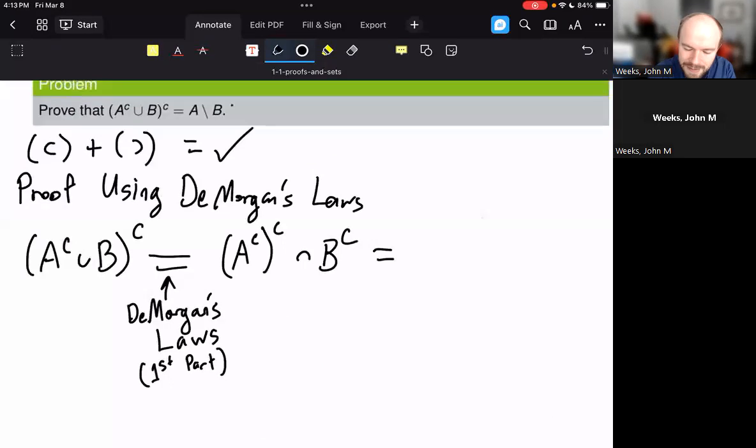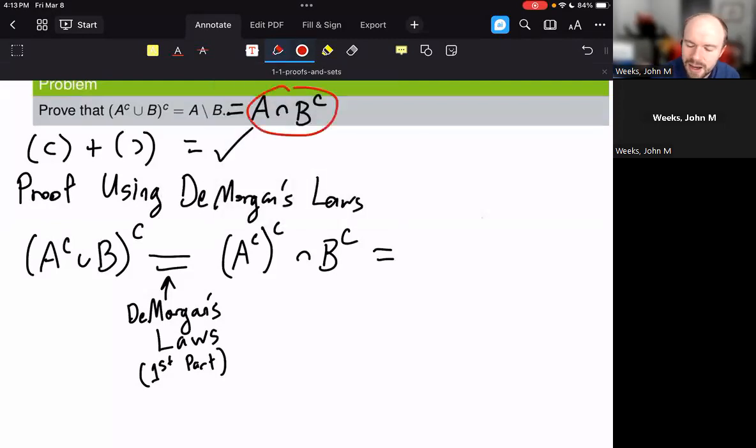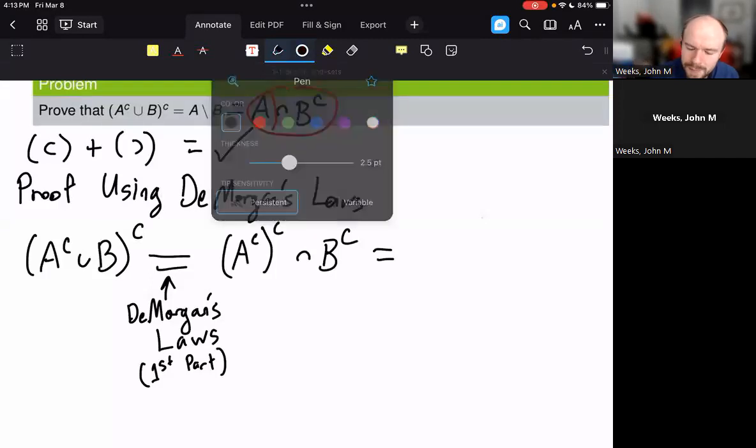Another way that I can confirm this is that I know, based on the previous slide, that this looks like A intersects B complement. So the only thing that differs between where I would like to end up, which is A intersects B complement, and where I'm at right now, which is A complement complement, is that I need to get A complement complement to look like A. But what makes sense here?